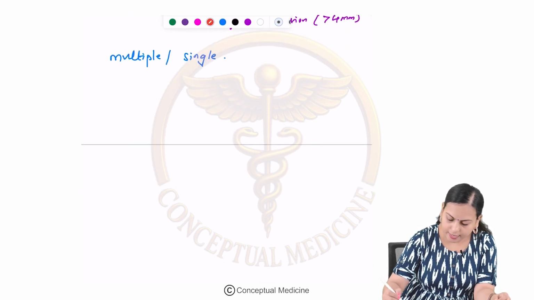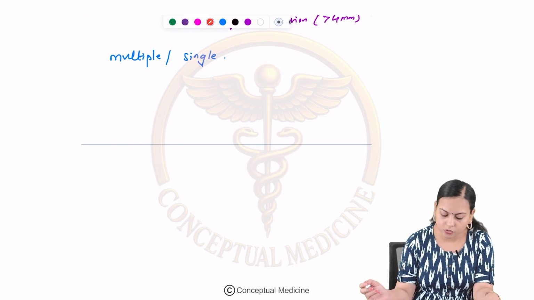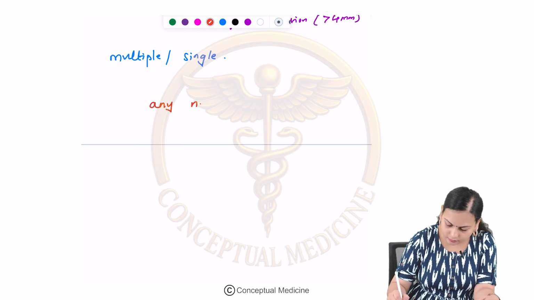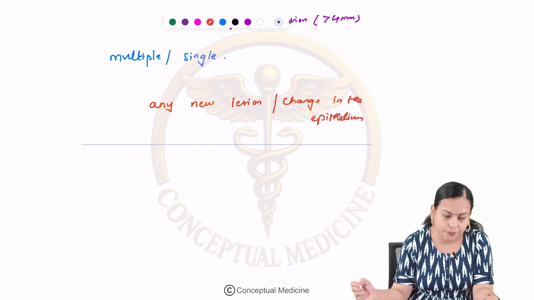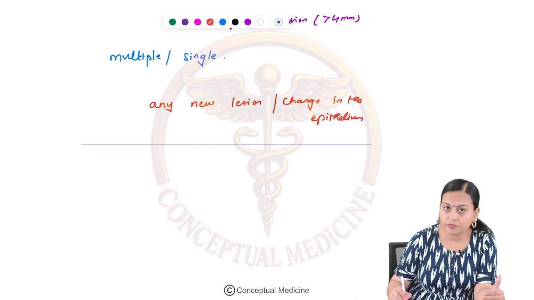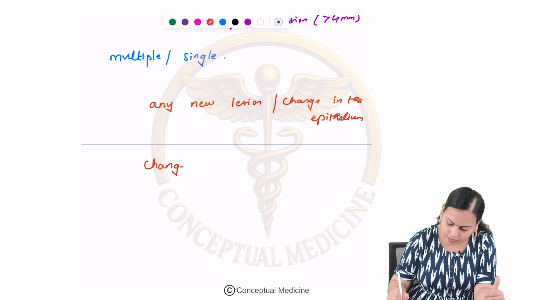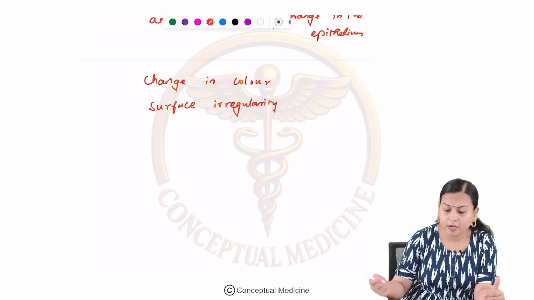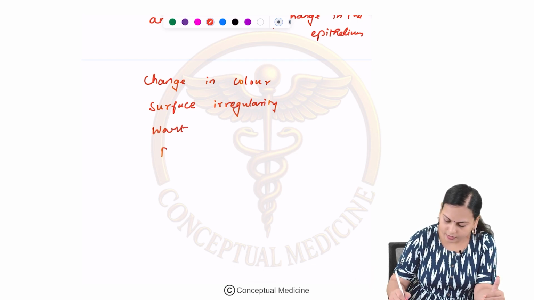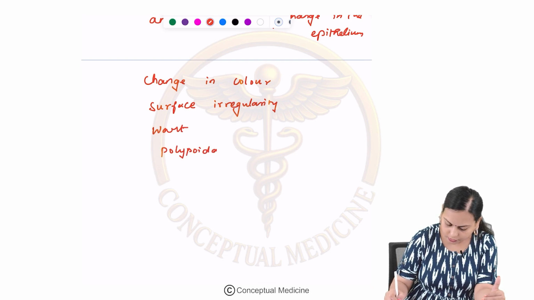Other than in clinically significant carcinoma, any new lesion or change in the epithelium, especially if she is a postmenopausal woman, should be biopsied. The changes will include change in color, appearance of surface irregularity, or a newly appeared wart or even a polypoidal growth.